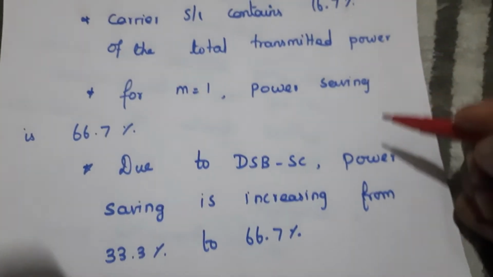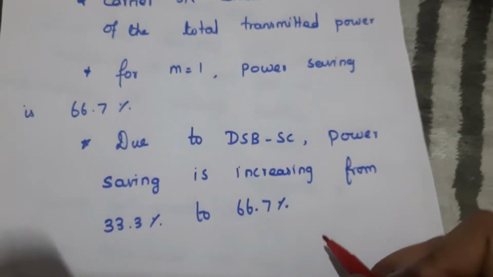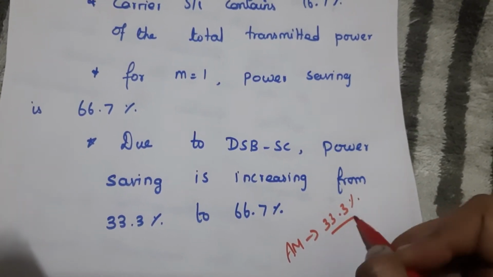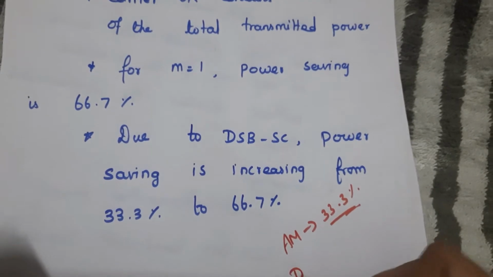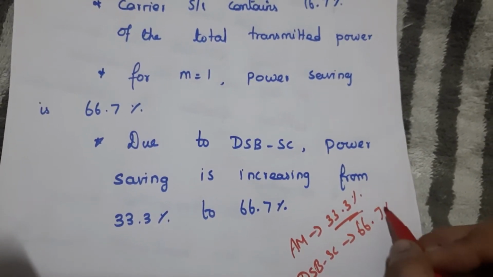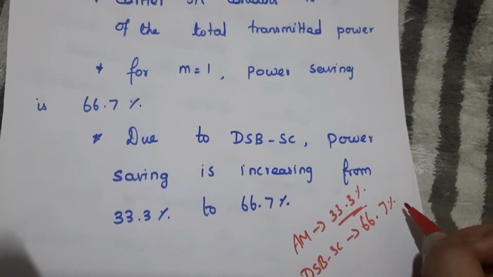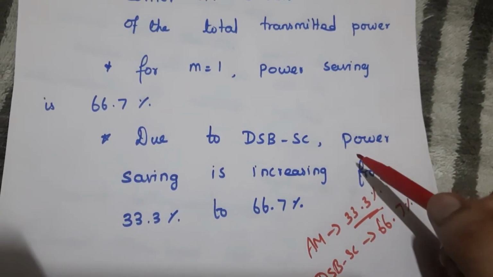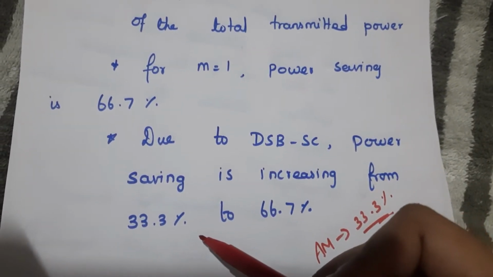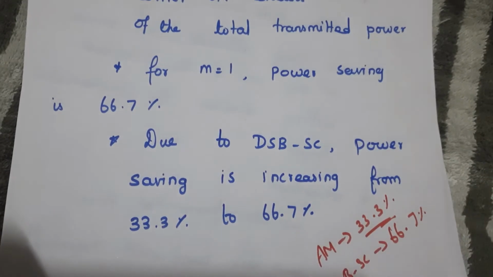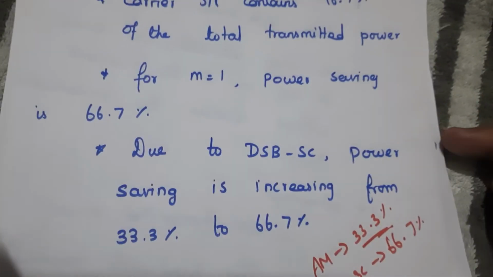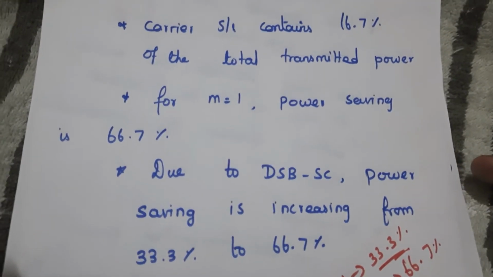So in normal AM, the power saving is 33.3%, and by using this DSB-SC method, we can get 66.7% power saving. So due to DSB-SC, the power saving is increased from 33.3% to 66.7%. So in this method, we eliminate the carrier signal.